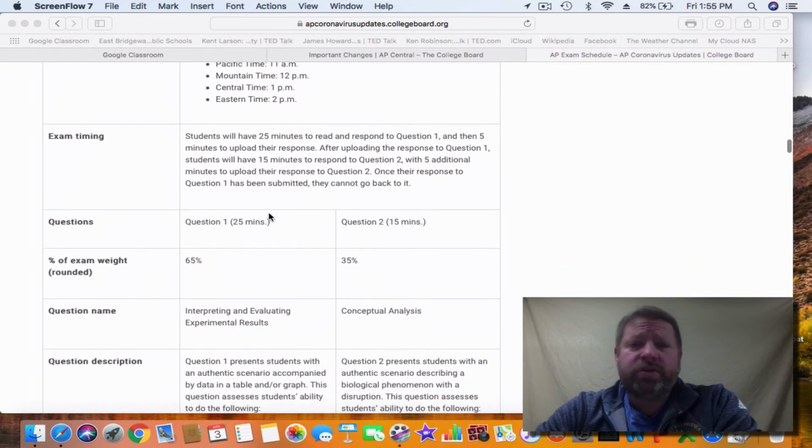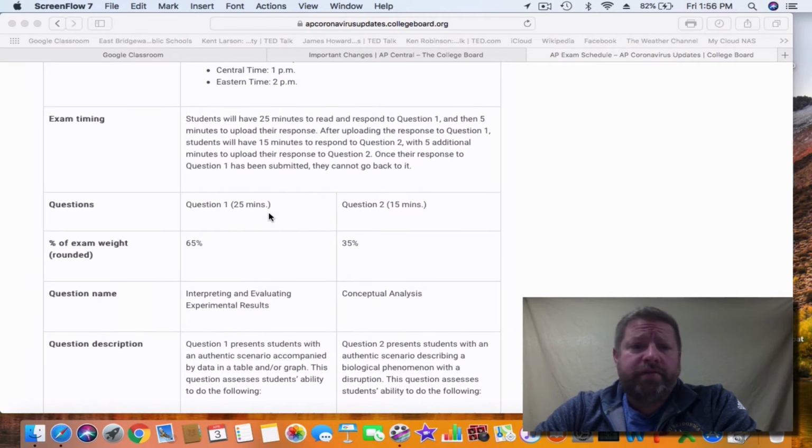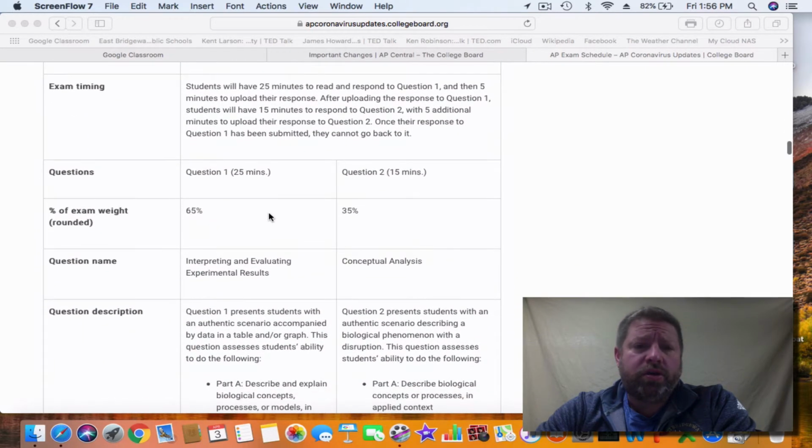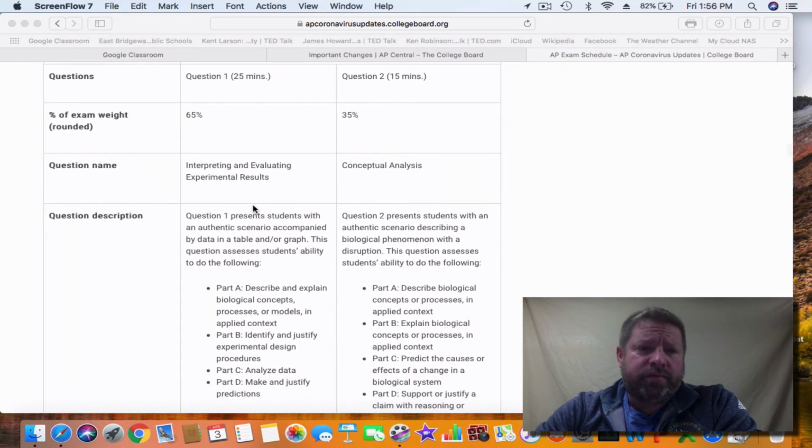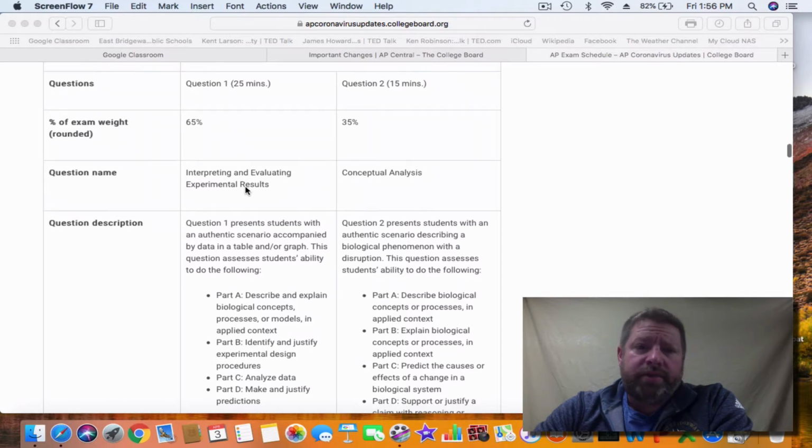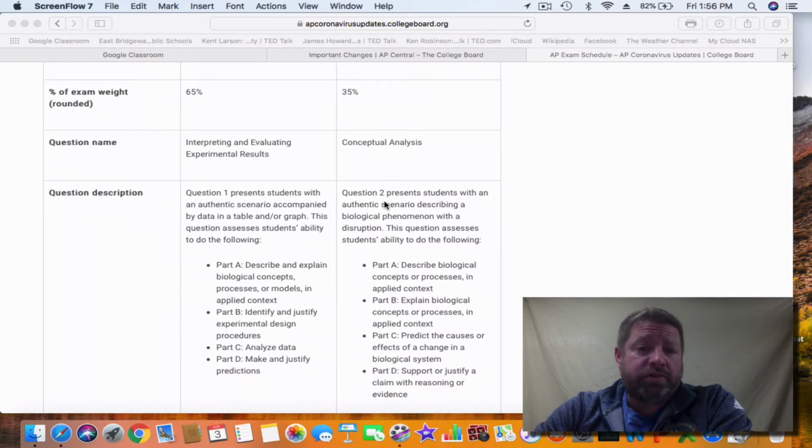So the way the test is going to work is you are going to have two questions. There'll be one long question, one short question. The long question is interpreting and evaluating experimental results, so it's very similar to question one that's been asked on the last 6 or 7 AP exams. Then question two will be 15 minutes long, and it's more of a concept-based question.